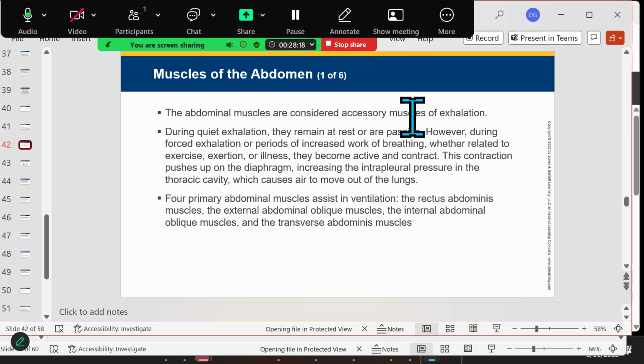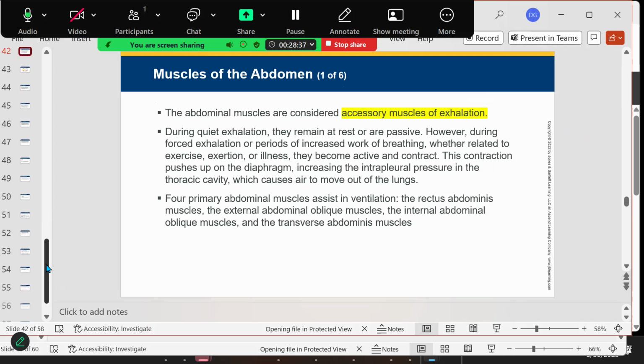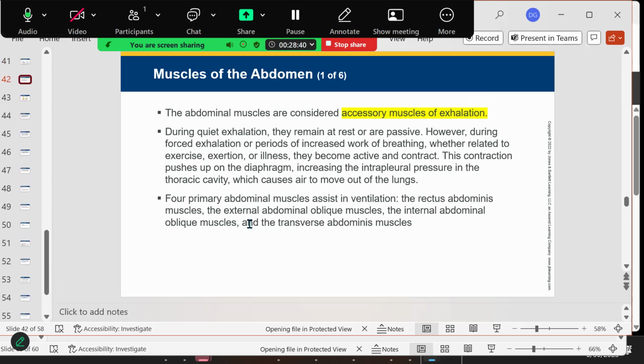Abdominal muscles are considered accessory muscles of exhalation, pretty much. The six-pack muscles. Those are definitely accessory muscles of exhalation that are not kicked in normally when you're just quiet breathing, but they can certainly kick in a hurry if you need to blow out fast, like doing a pulmonary function test or blowing out the candles on your birthday cake.